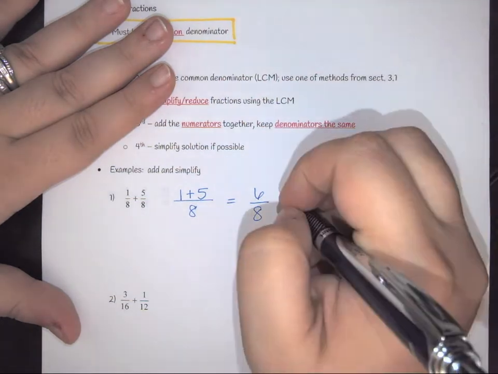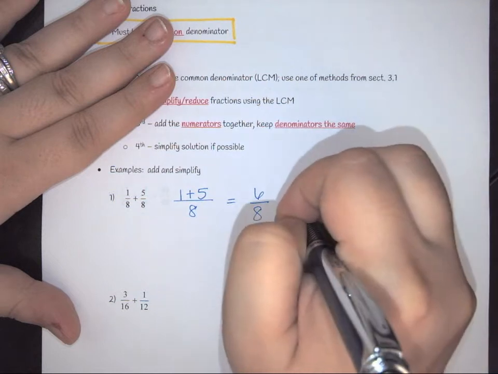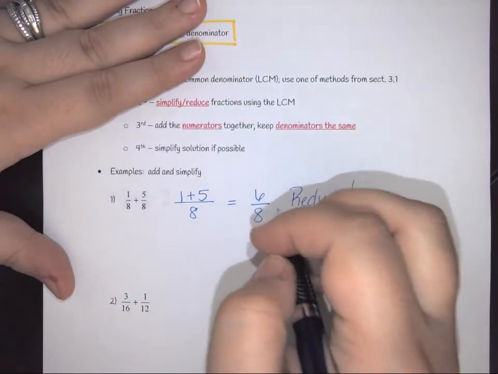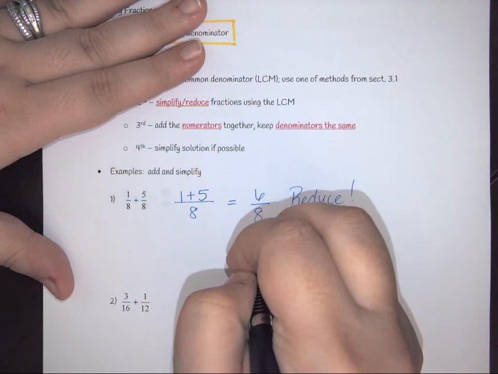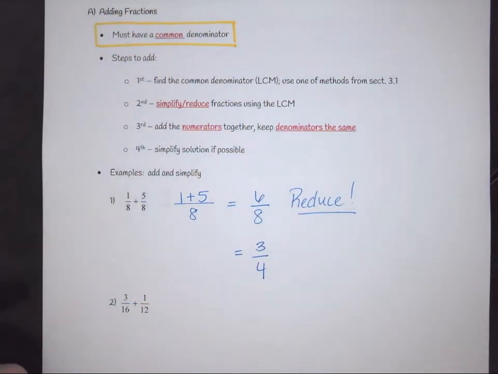And then, remember, you need to reduce. 6 and 8 have 2 in common. So if you divide a 2 out of both, it means you get 3 over 4. And that is your final result.